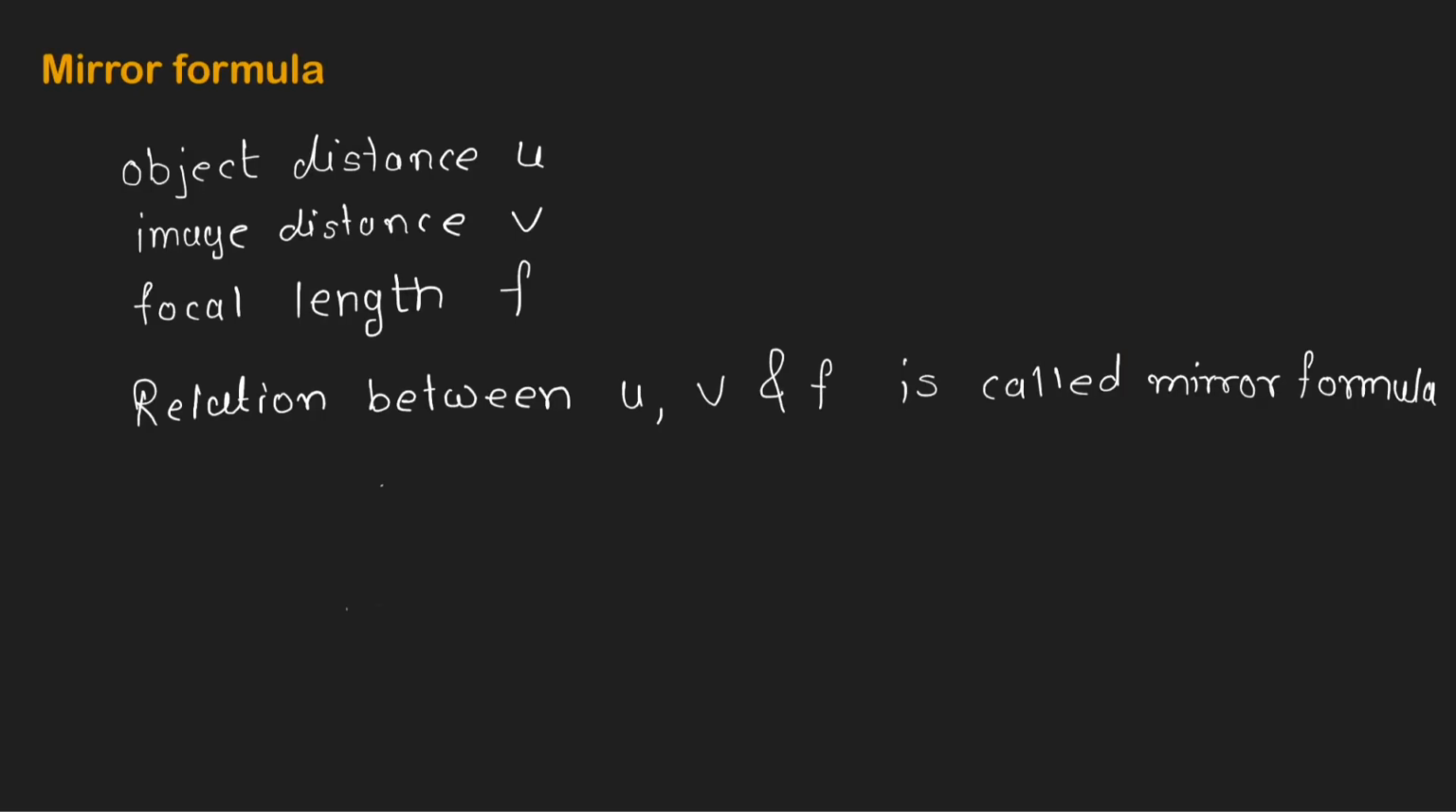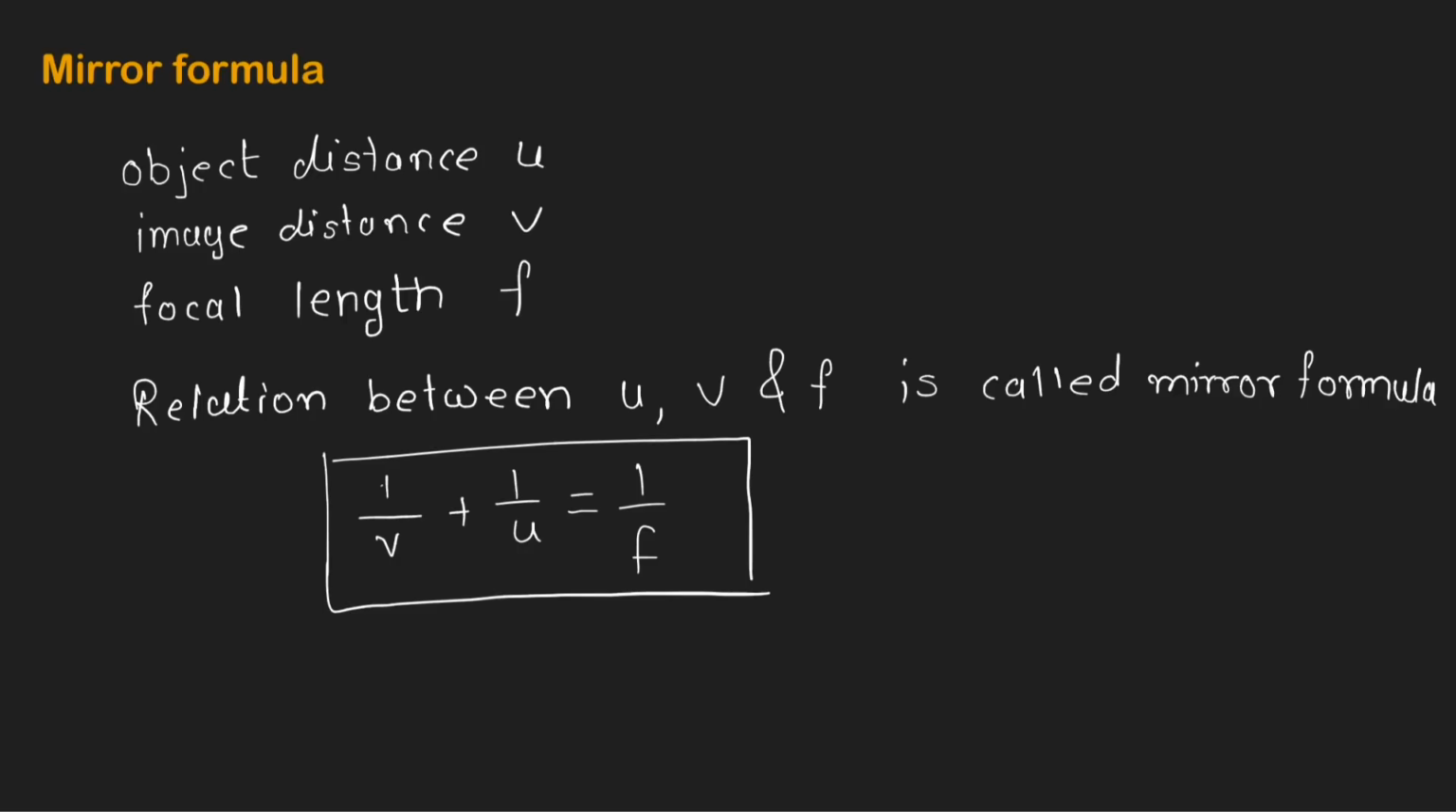Next point is mirror formula. This mirror formula is a relation between object distance u, image distance v and focal length f. This relation gives us the correct value of distance by using Cartesian sign convention. We can give this formula as 1 upon v plus 1 upon u is equal to 1 upon f. That can be used to solve the problems. This formula is valid for all spherical mirrors.